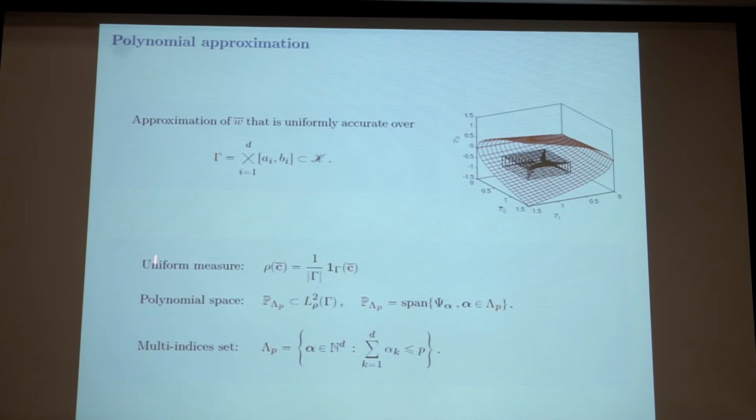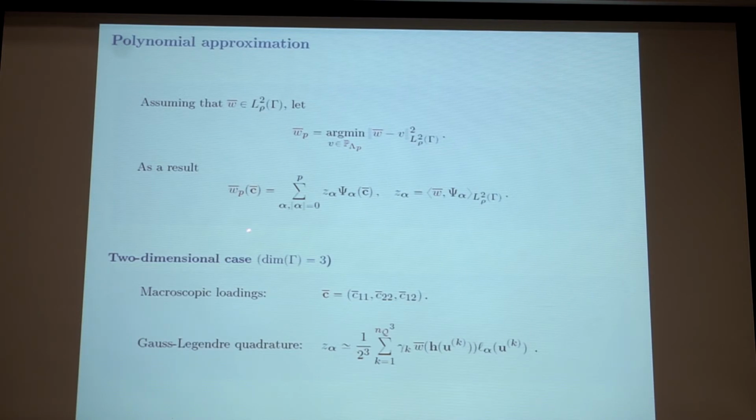So to do so, we define the uniform measure over gamma, and we introduce the space P lambda P, which is spanned by the polynomials which are orthonormal with respect to this measure. And in this definition, lambda P is the set of multi-indices with a norm less or equal than P. So here P is basically the maximum order of the polynomial interpolation.